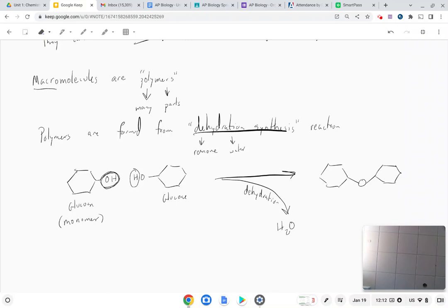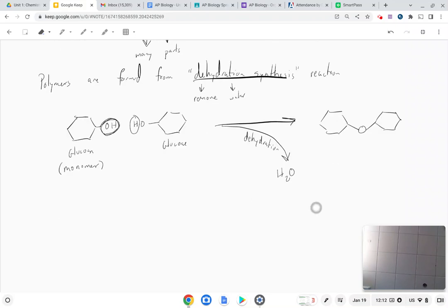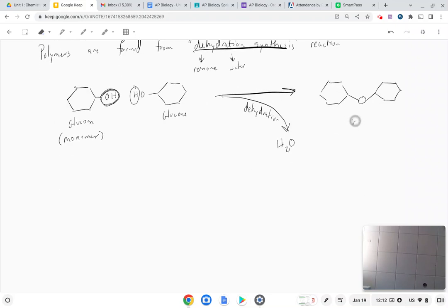And by the way, this product over here is called maltose. So it's a new molecule. It is what you would call a disaccharide. It's a sugar that is composed of two parts, disaccharide, called maltose. And this is also considered a polymer. So notice that we went from having monomers to now having a polymer. We finally have a polymer. A polymer is something that's made of many parts.